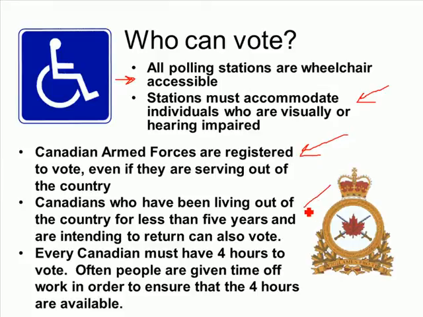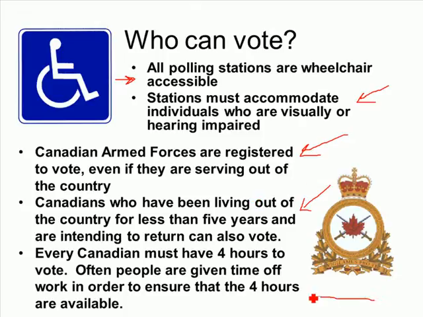The same process happens for Canadians that have been living out of the country for less than 5 years and intend to return. A good example of this would be somebody who's going to school overseas. They're maybe going into the United States to go to an Ivy League school or on a scholarship or something like that, or they've gone over to Britain or Europe somewhere to go to school. If they plan on returning to Canada after they're finished, they can vote. And again, it's a similar process to what the Canadian Armed Forces do with the special vote.